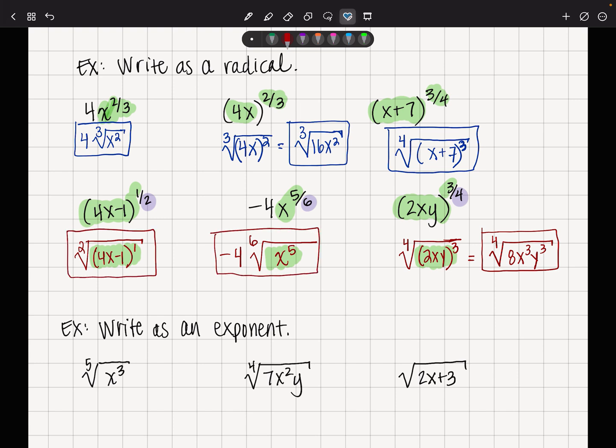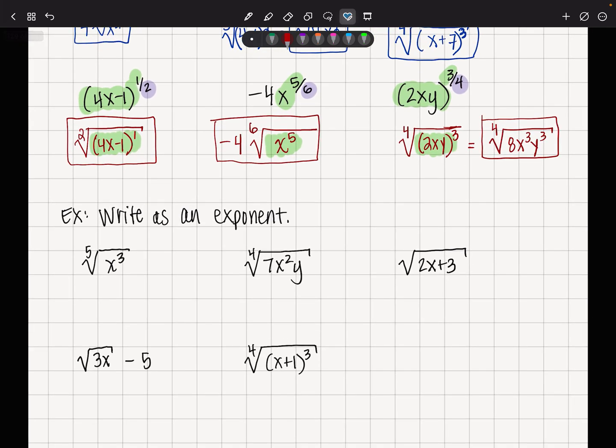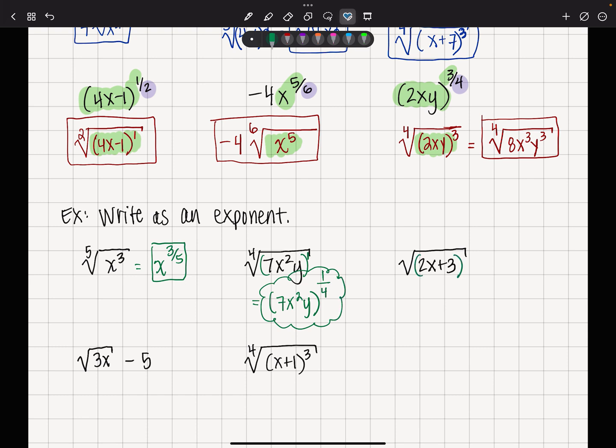Now we're going to go backwards and we're going to write as an exponent. So here we've got the 5th root of x cubed. Well, that's simply going to be x to the 3/5 power. And on this next one, we've got all of 7x squared y raised to the 1/4 power. And here we've got all of 2x plus 3 raised to the 1/2 power.